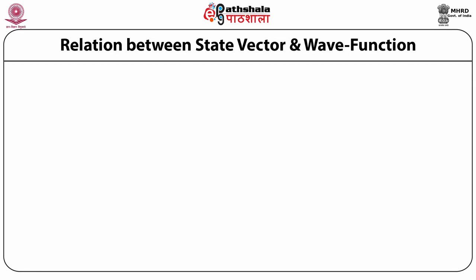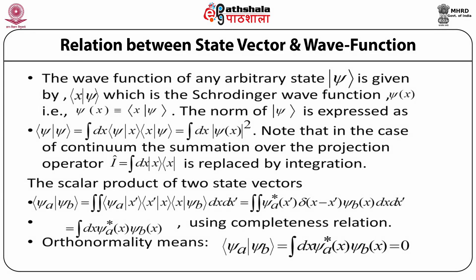Relation between state vector and wave function. The wave function of an arbitrary state ket vector |psi>, or the state vector psi, is given by bra <x| ket |psi>, which is the Schrödinger wave function psi(x). That is, the Schrödinger wave function psi(x) is equivalent to, or is given as, <x|psi>.